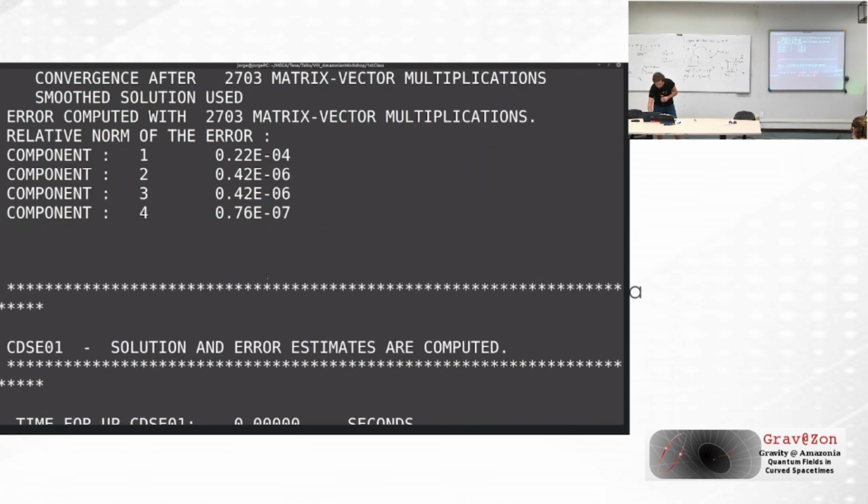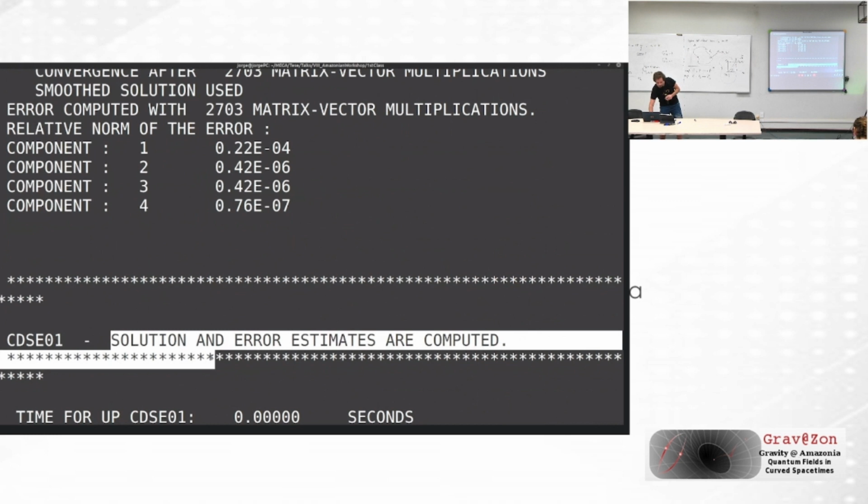And also, more importantly, it says that if everything goes well, you get this answer: solution and the error estimation were computed. So in principle, everything went fine. If you have small errors and small residuals, and you get this line, in principle, you got the right solution.